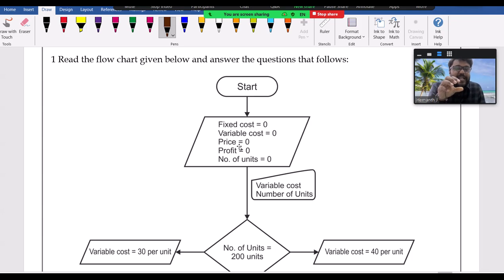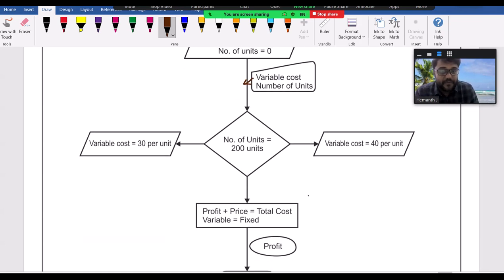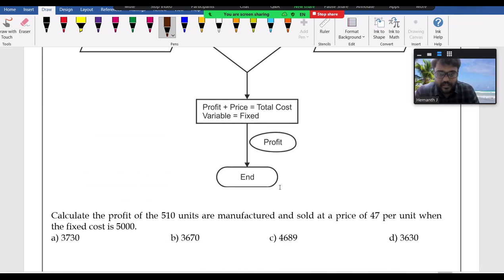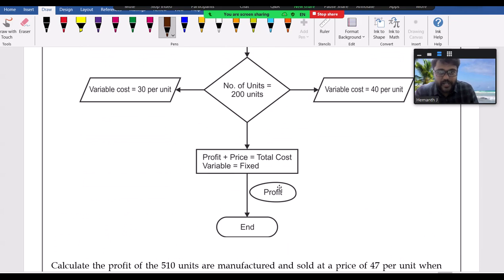It's almost like writing a program. We're making all these variables zero and we're giving the inputs of variable cost and number of units. If number of units is greater than or equal to 200, then we need to enter into this. If it is less than that, we have to go for this. That's actually a decision loop. Yes means this one, no means this one, like that.